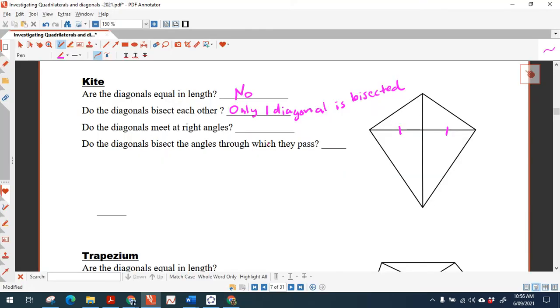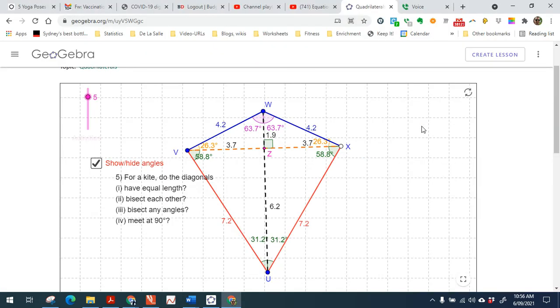So yes, the answer is they do. I'm going to put a little right angle there to say they do. Now, do the diagonals bisect the angles through which they pass? Well, that's the other question we've got to answer.